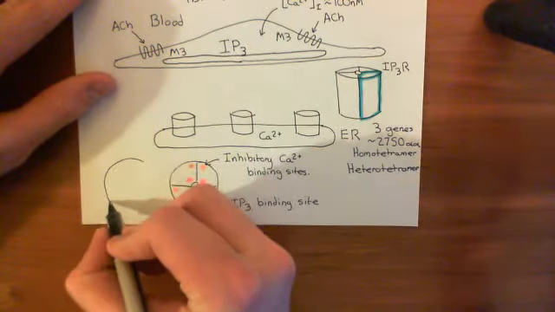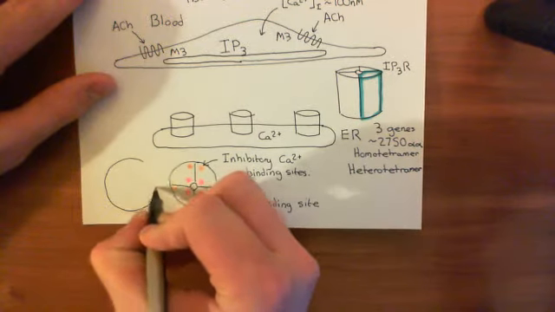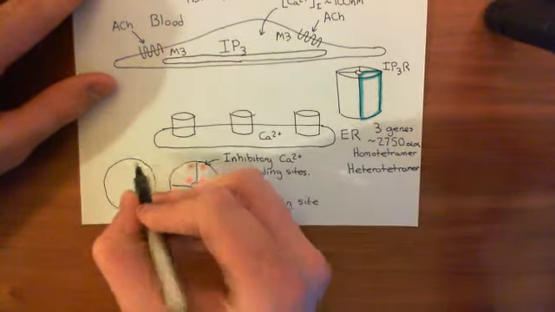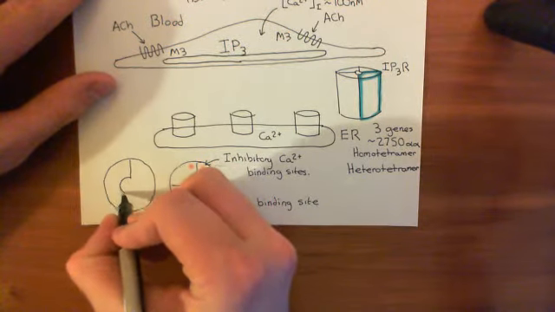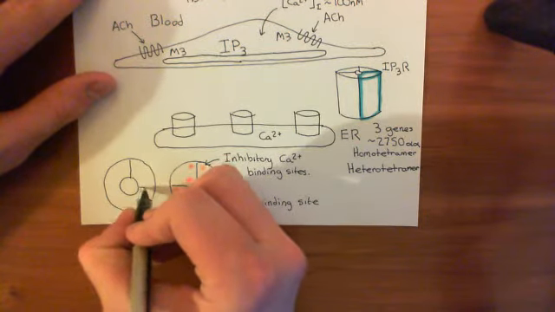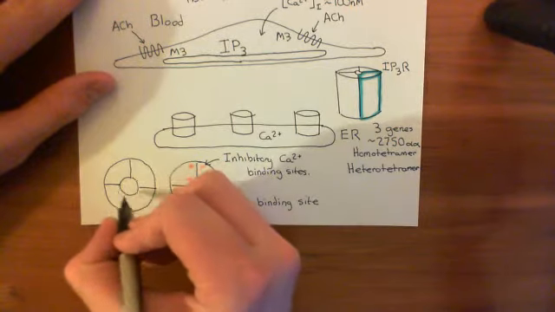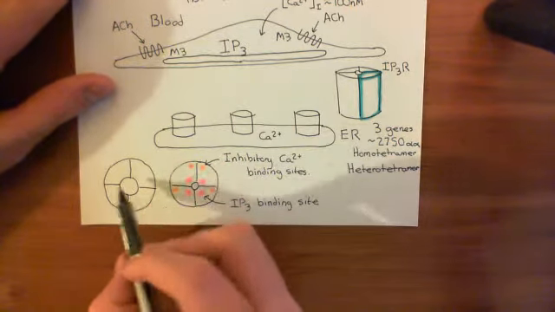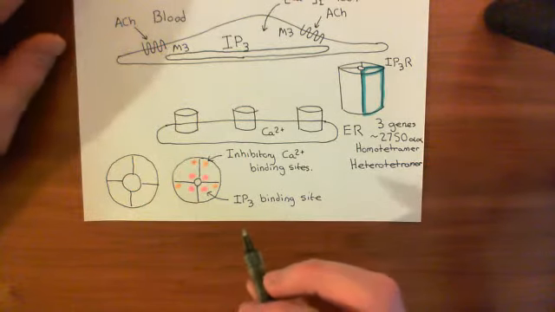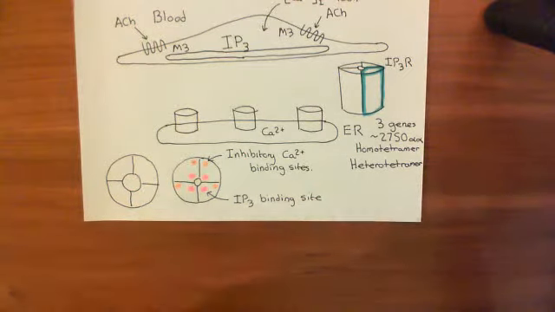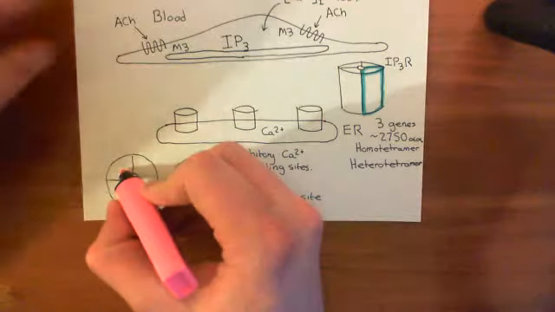Now when IP3 binds to the IP3 receptor, what's believed to happen is it changes the conformation of all of these 4 subunits. And I shouldn't have drawn this pore larger, I do apologise for that, that's misleading. It hasn't caused it to open yet, so ignore the pore being larger.